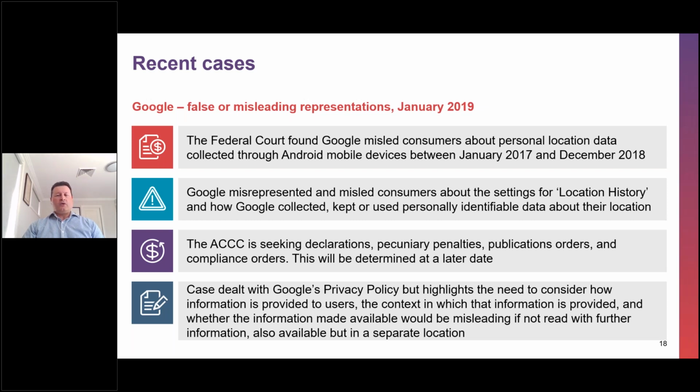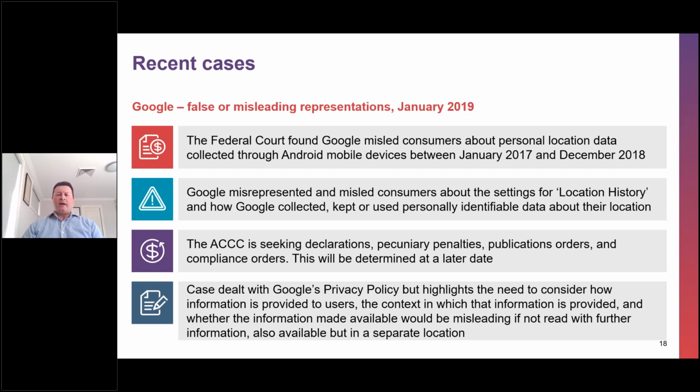When in fact, another Google account setting titled Web and App Activity also enabled Google to collect, store, and use personally identifiable location data when it was turned on. And that setting was actually turned on by default. So when you set up, it was already on. The court also found that when consumers later accessed the location history settings on their Android devices to turn that setting off, they were also misled because Google did not inform them that by leaving the Web and App Activity setting switched on, Google continued to collect, store, and use their personally identifiable location data.